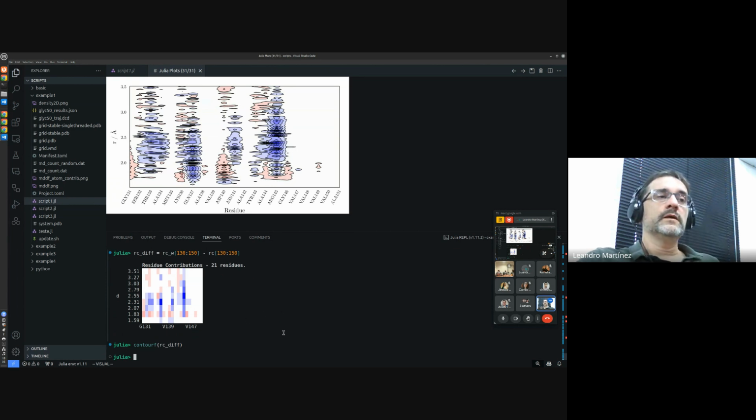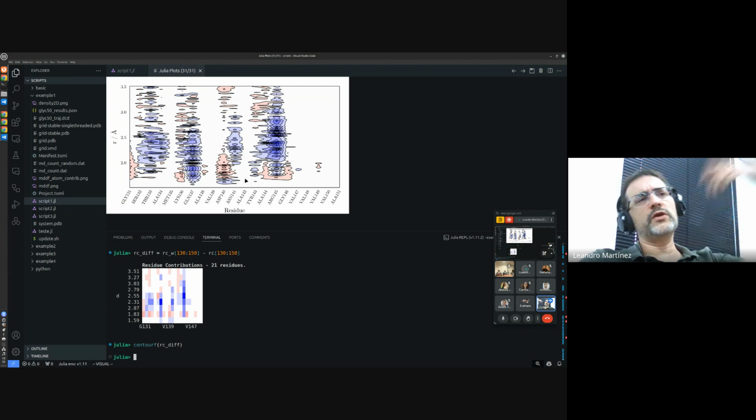command the same plot. And we see that the red points indicate that the density of water is greater than the density of glycerol, and the blue points indicate that glycerol is more concentrated than water. And we see that in the region around that tyrosine, this is mainly blue, which means that glycerol has a stronger affinity for this region than water.